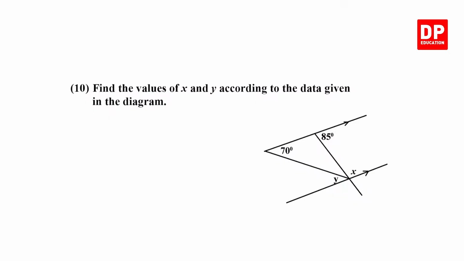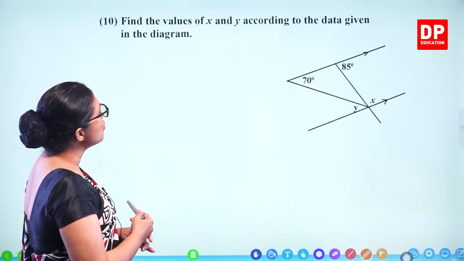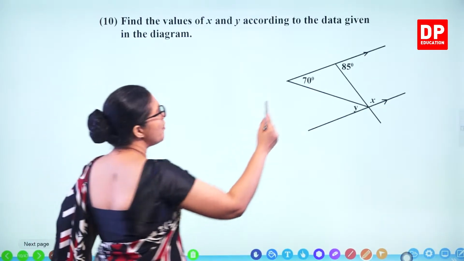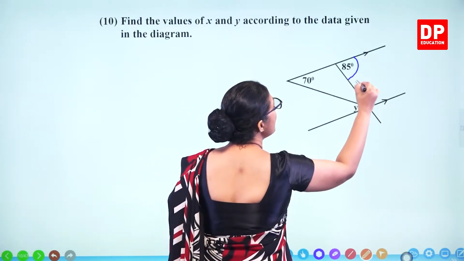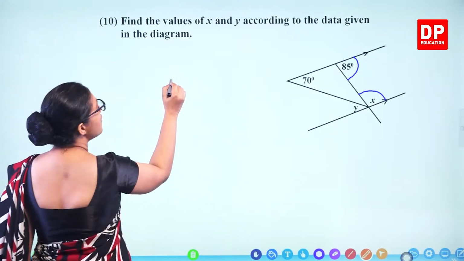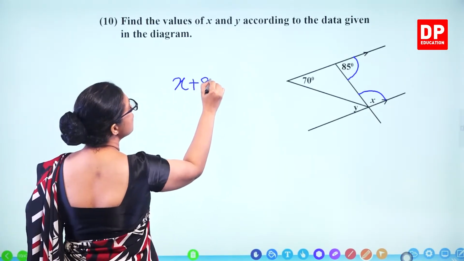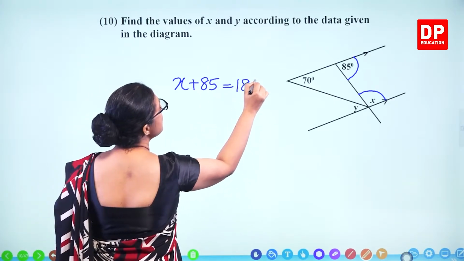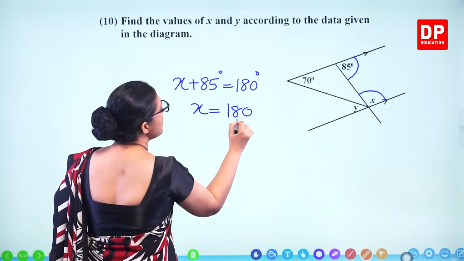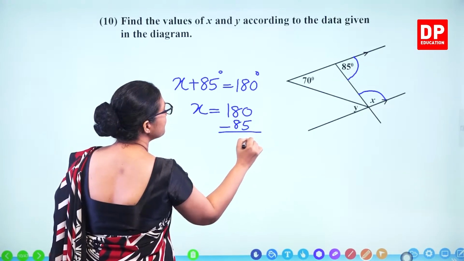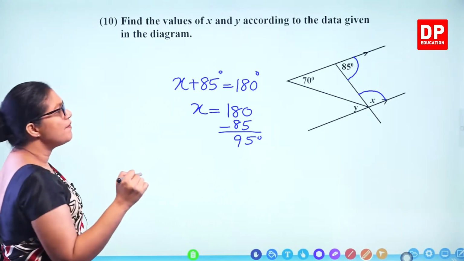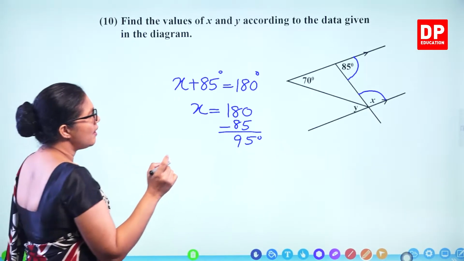Question number 10. Find the values of x and y according to the data given in the diagram. So these are 2 parallel lines. What can you say about these 2 angles? The allied angles add up to 180. So x plus 85 is 180. So what's x? Subtract 85 from that. 95 degrees.